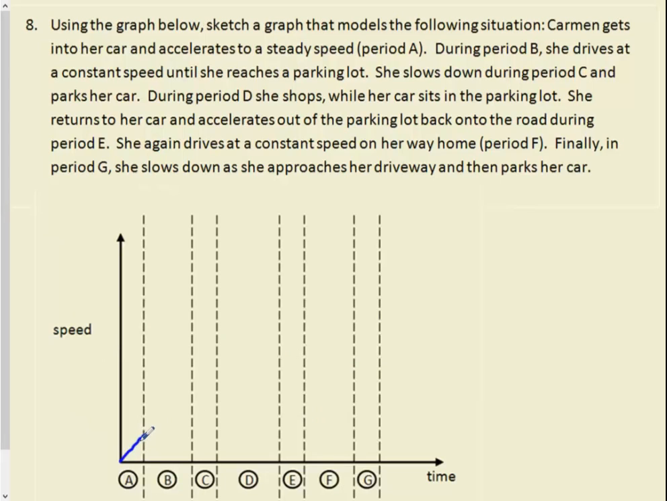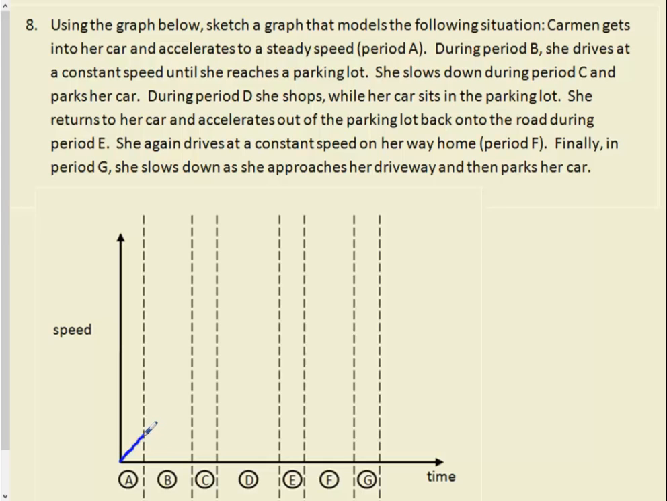You could draw more of a curve if you wanted. The main idea we want to get across here is that we're showing a slope to indicate the change in speed. If she's accelerating very quickly, we would draw a steeper slope here. If she were accelerating slowly, we would draw a lower slope line. So in other words, a segment that rises less quickly.